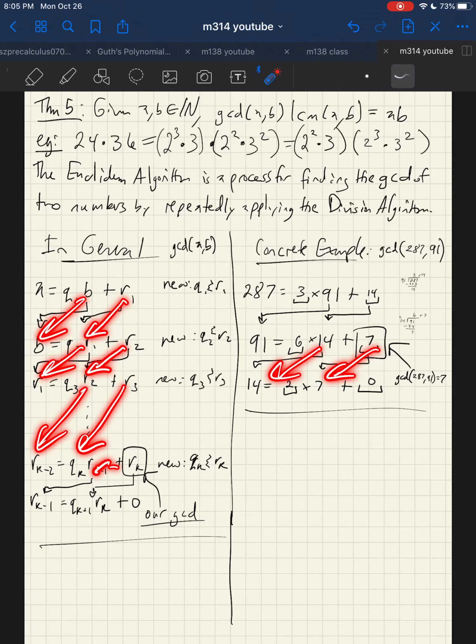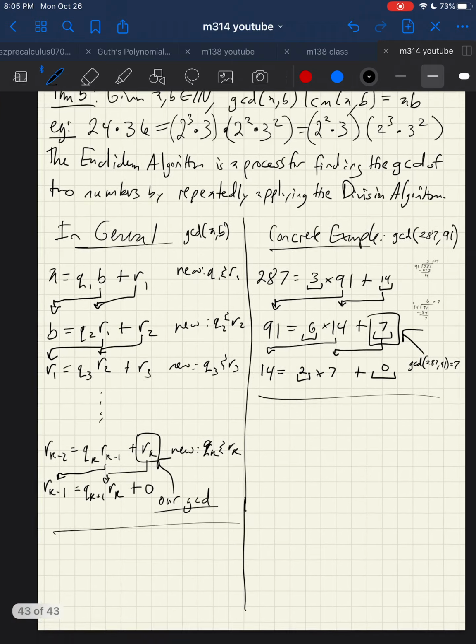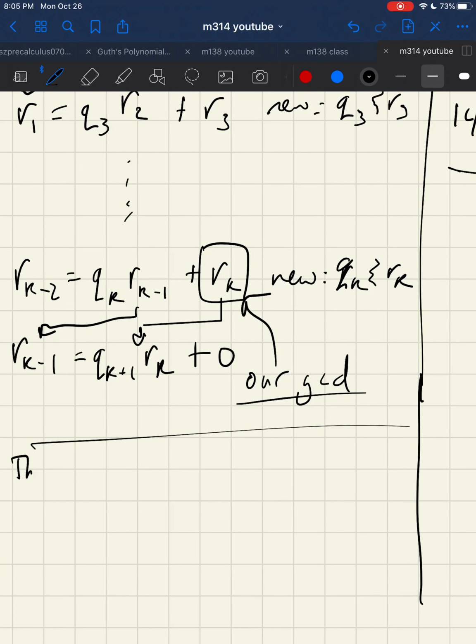And you keep doing that until you get to this 0, and when you get to this 0, ding, ding, ding, the last remainder before 0 is your GCD. So let me tell you the Bezout identity, and this is Theorem 6, and I'm going to kind of smash it in down here because I don't think the theorem is so important for us as the process that we're going to be using, the Bezout identity.